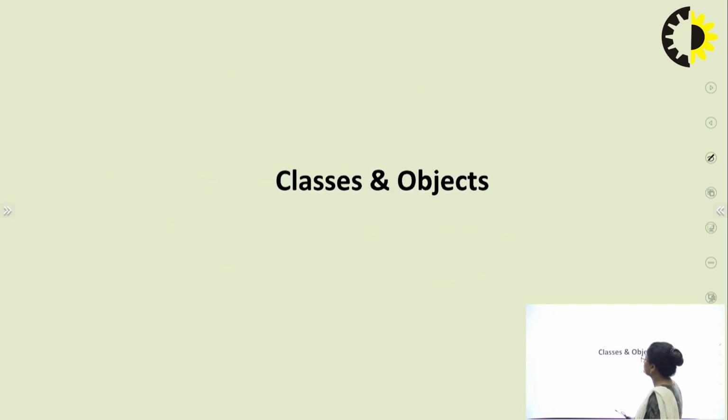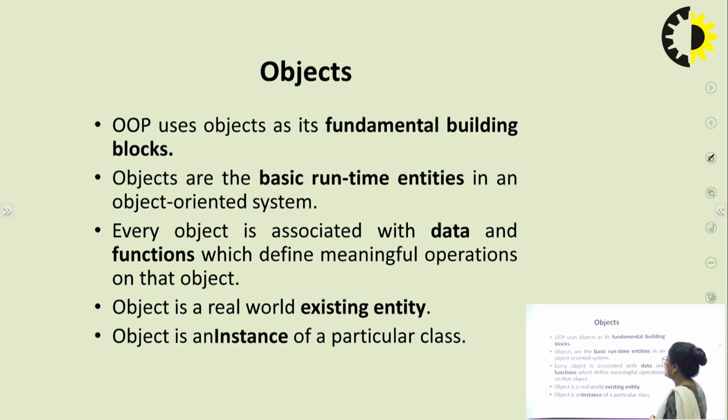Now, as I told, C++ has a number of features. Our focus will be on some important concepts. Today I'll be talking on classes and objects, and then on some more concepts like constructors, destructors, and so on. So to start with classes and objects, what are objects?